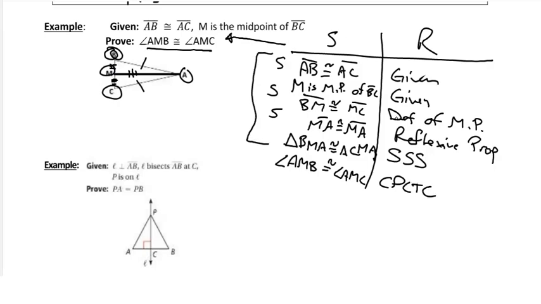I figured out that the triangles were congruent. And then I have one last step that just says, hey, now that I know the triangles are congruent, these two angles are congruent.